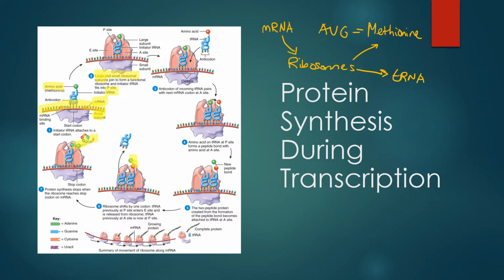We don't need to know the entire process of translation. The main thing that we need to know is that mRNA brings the instructions to the ribosomes, and the ribosomes will read the instructions and tell tRNA which amino acids to bring in order to build those amino acids into a chain, creating the protein that mRNA codes for.